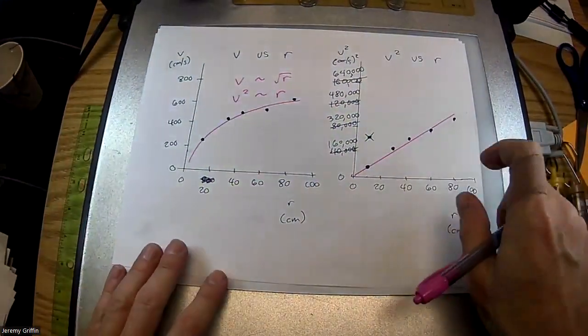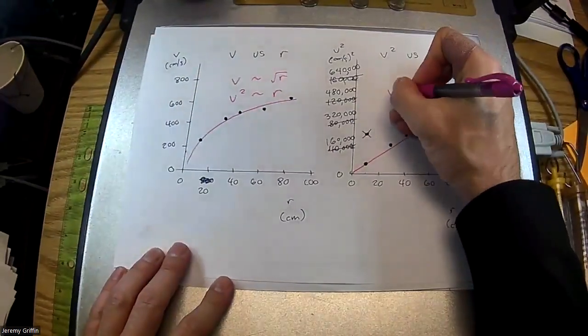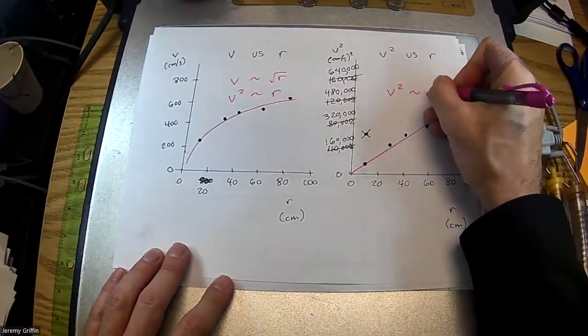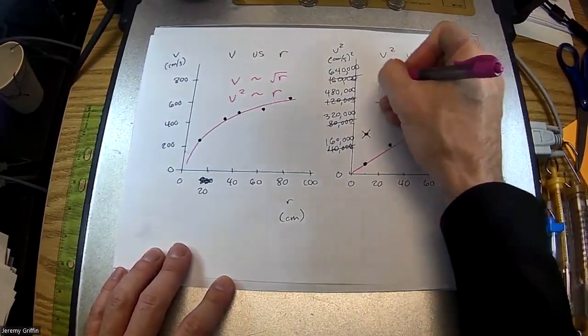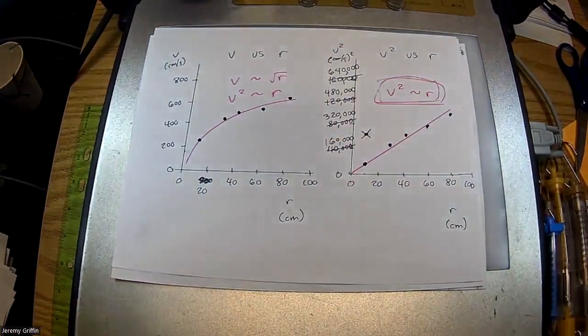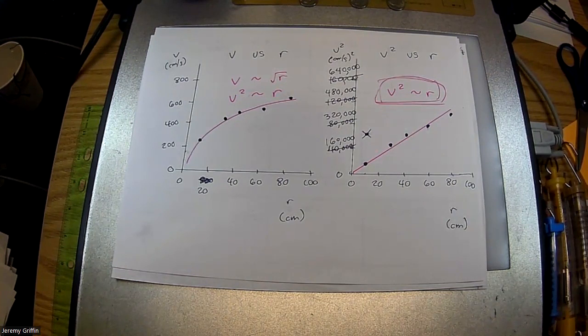Pretty dang close. That's about as good as it gets right there. So the speed squared would be proportional to the radial size. Okay. You make an equation with that, a linear equation like y equals mx plus b. About like that. Okay. So let's put this all together.